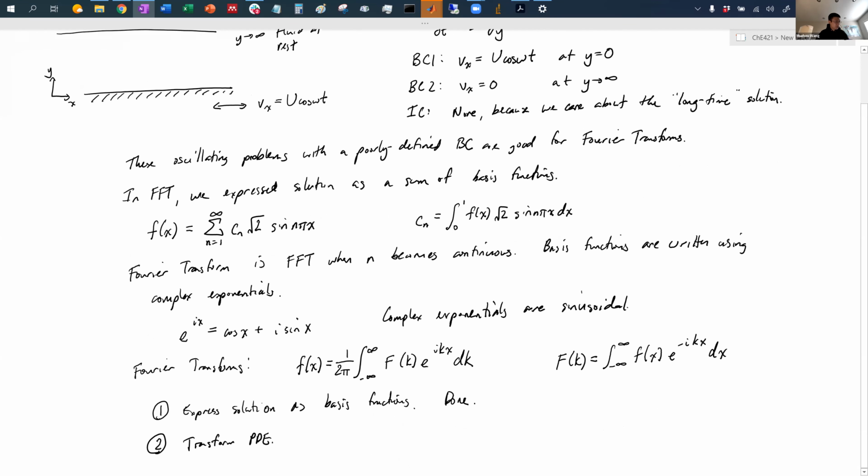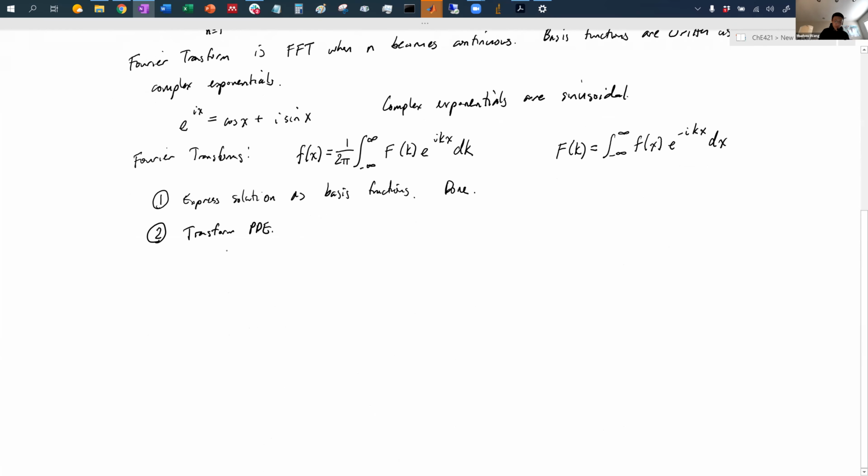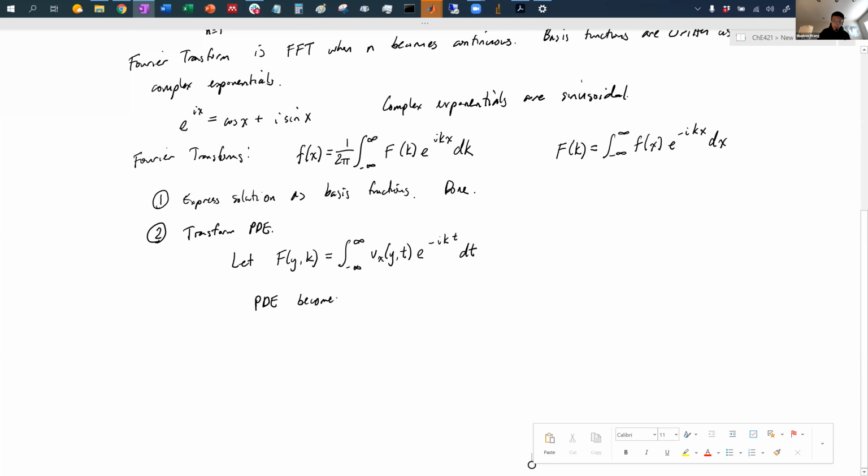Okay, so what I mean is, we're going to let f of y, k be defined as the Fourier transform of the solution that we care about, v of y, t. Okay. If we do that, then the PDE becomes this. Okay, so here's our original PDE.